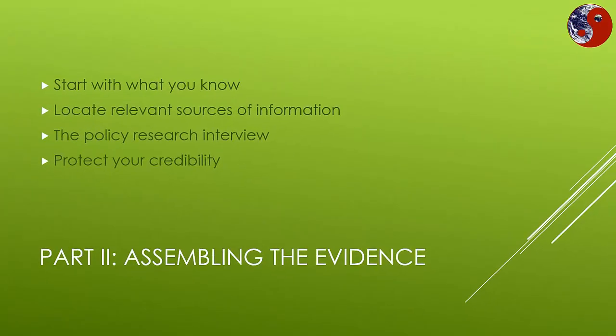Part 2 of the Bardach text focuses on the task of assembling evidence. Whenever you're trying to assemble evidence, you should first obviously start with what you already know. From there, you can locate relevant sources. They can include people, documents, as well as first and second-hand information.